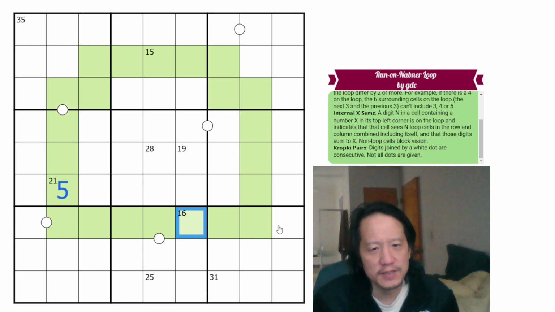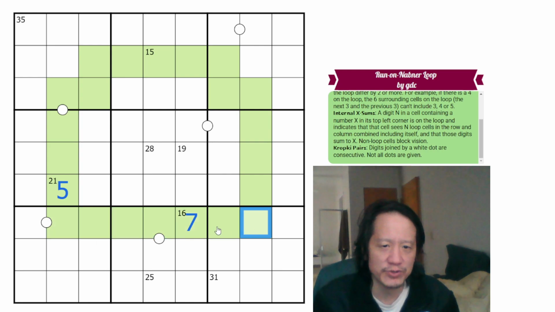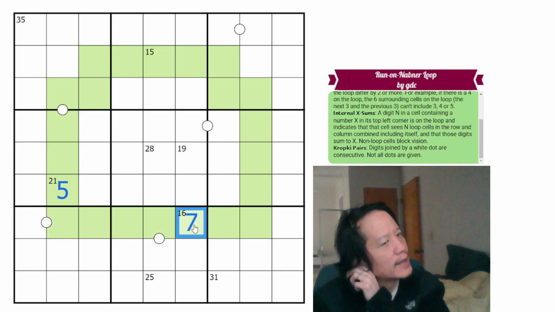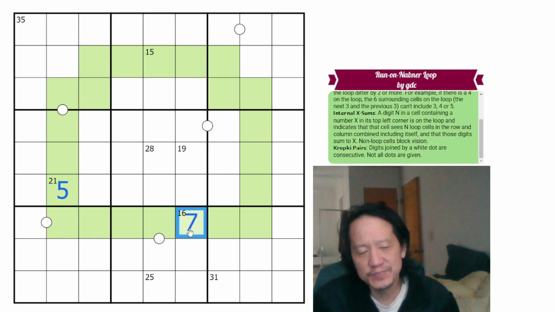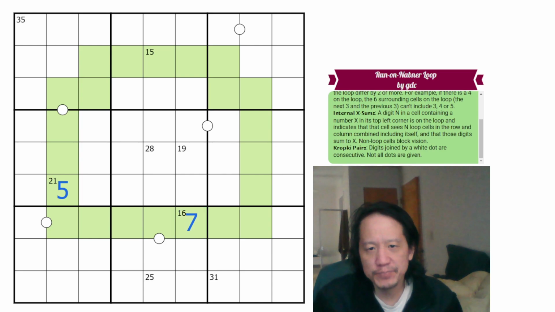This one would see 7, and it would have to add up to 16, but obviously this is not a valid possibility, because 7 digits add up to at least 28. That would be a problem with the loop, essentially. So that's how internal xsums work.